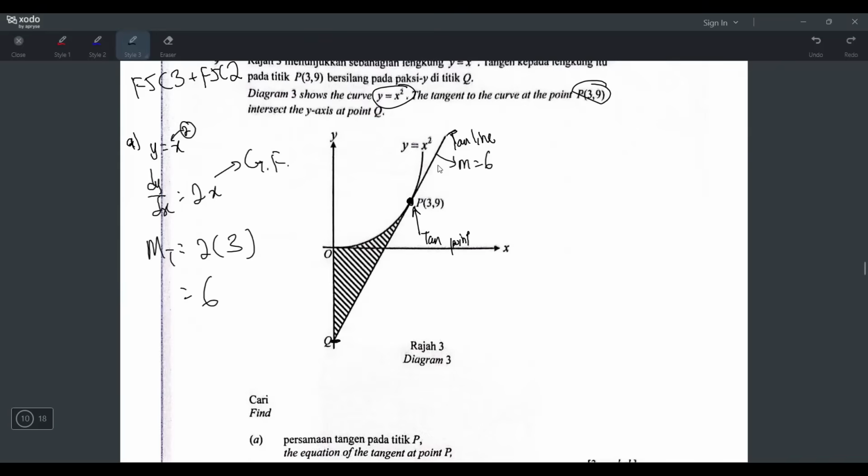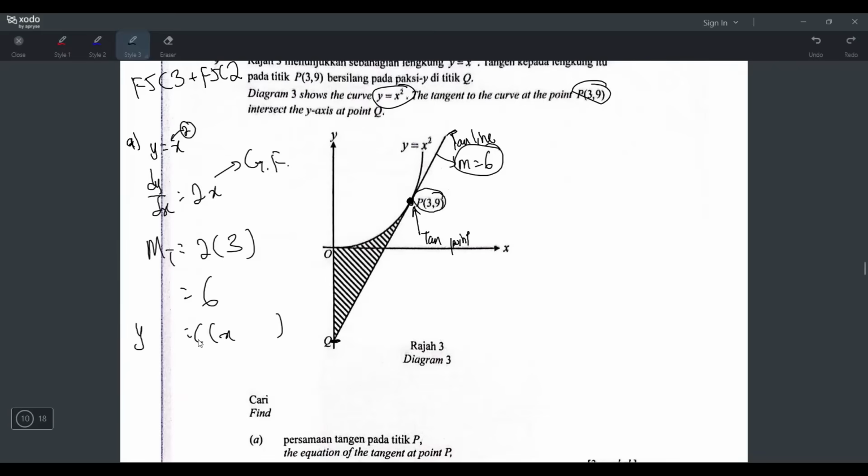But I need to find the equation. So how do you find equation? Okay, you have the gradient and you have a point that it passes through. Now you can use the formula y minus y1 equals gradient times x minus x1. This is how you find equation of straight line. For Add Maths, we will usually do it like this: y minus y1 equals gradient times x minus x1.